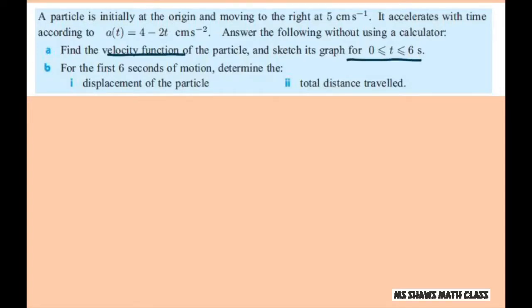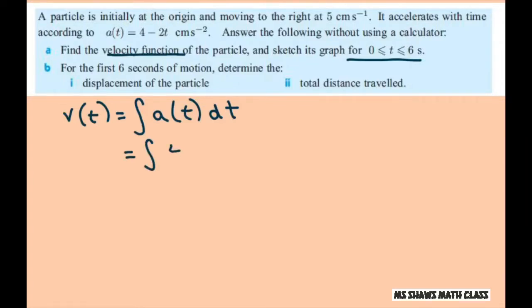So the velocity function is actually the antiderivative of a(t) dt. All we need to do is write down our acceleration function, 4 minus 2t dt, and take the antiderivative of that. And so that's going to equal 4t minus t squared plus C.